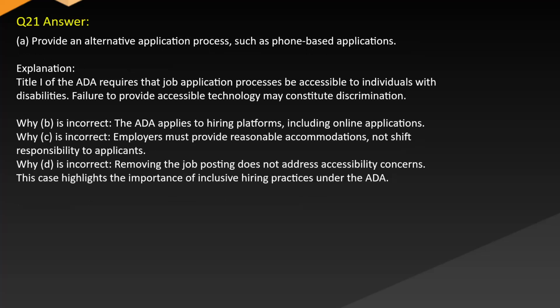Answer: A. Provide an alternative application process, such as phone-based applications. Explanation: Title I of the ADA requires that job application processes be accessible to individuals with disabilities. Failure to provide accessible technology may constitute discrimination. Why B is incorrect. The ADA applies to hiring platforms, including online applications. Why C is incorrect. Employers must provide reasonable accommodation, not shift responsibility to applicants. Why D is incorrect. Removing the job posting does not address accessibility concerns. This case highlights the importance of inclusive hiring practices under the ADA.